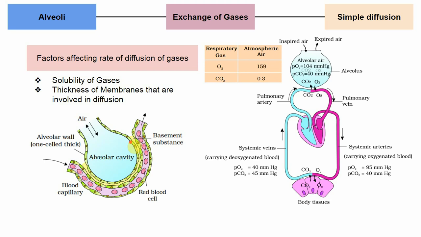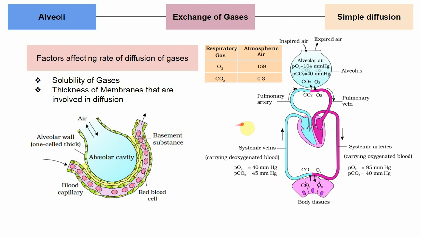Remember, the more the surface area of the alveoli, the higher the rate of exchange of gases. So if there are any respiratory disorders that affect the respiratory surface of the alveoli, obviously a reduced alveolar surface will result in a reduced rate of exchange of gases.